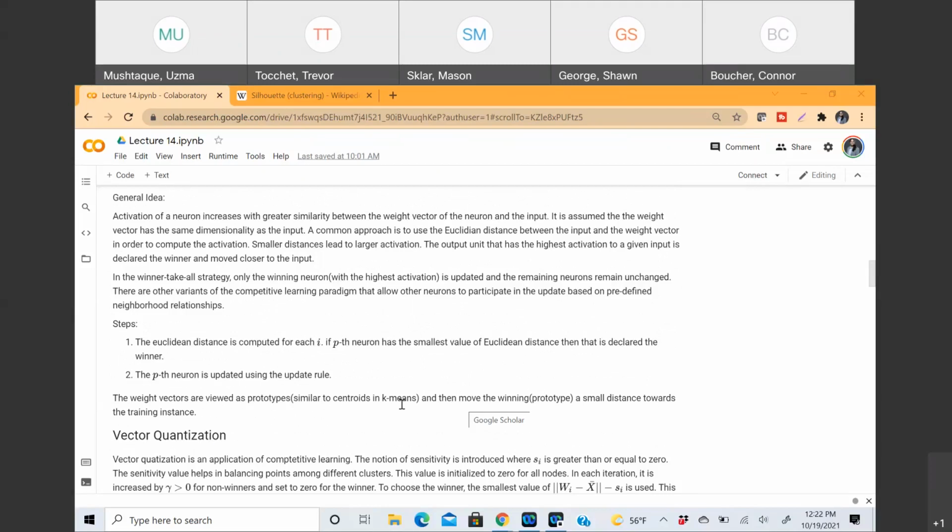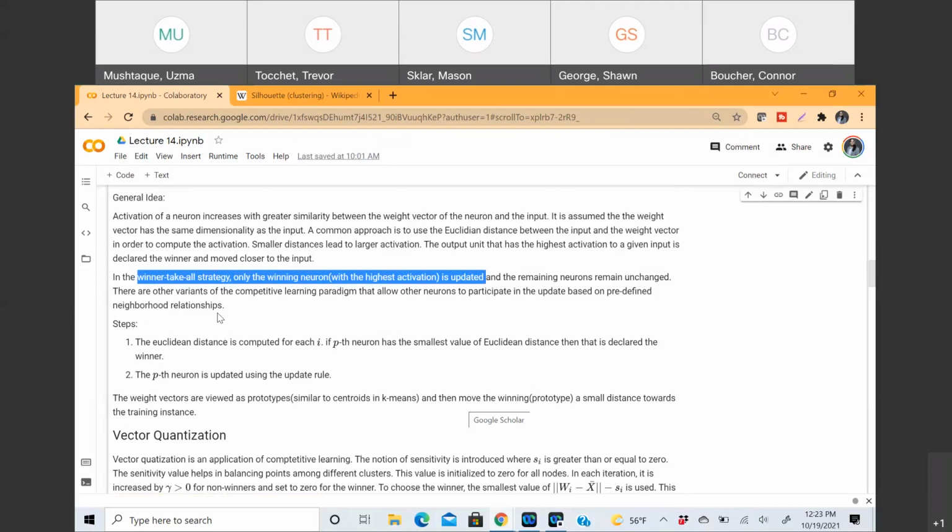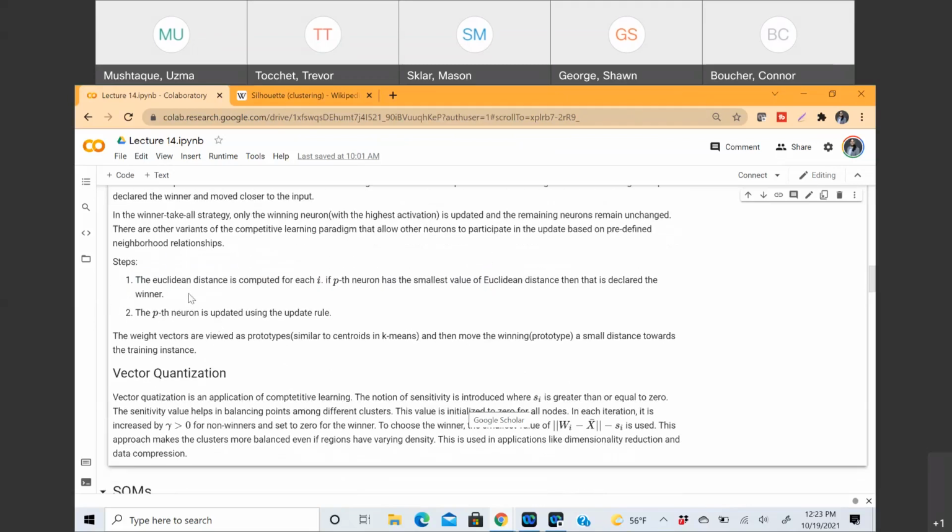If we look at a very clean competitive type of model, that's known as the winner-take-all strategy. Then only the winning neuron should be updated and the remaining neurons should remain unchanged. That's the idea of competitive learning. And there are many variants of competitive learning. One of them we'll see when we discuss self-organizing maps. And as I said, within self-organizing maps as well, you'll see a lot of different variants of competitive learning. Okay, so these are the steps that are usually applied in competitive learning. Let me just quickly give you a high level overview.